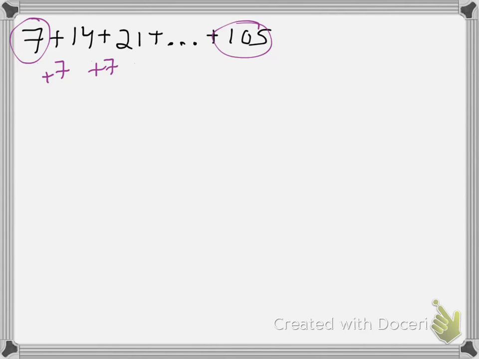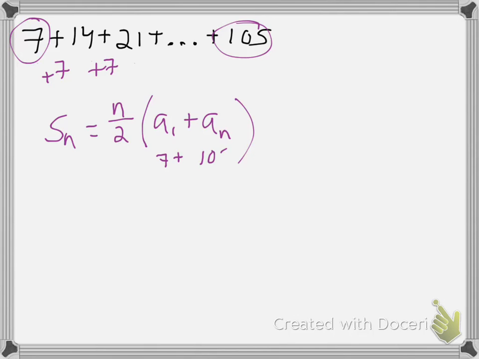The only thing I don't know, so the sum of this arithmetic series is going to be the number of terms divided by 2 multiplied by the sum of the first and last term. That's not supposed to be a 2, it's supposed to be an n. So the first term is 7, and the last term is 105. The problem is I don't know the number of terms. That's what makes this difficult. So what you need to do is recall your arithmetic sequence formula to solve for n.